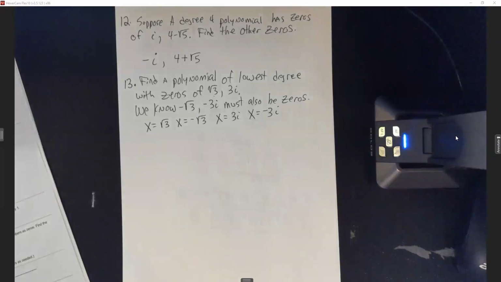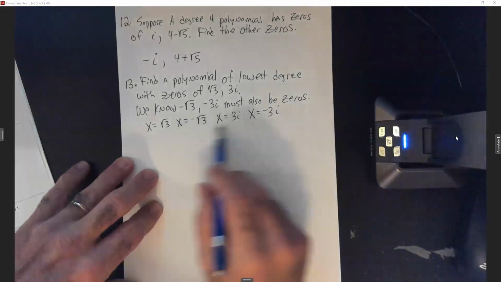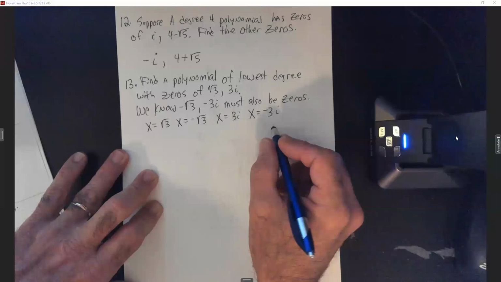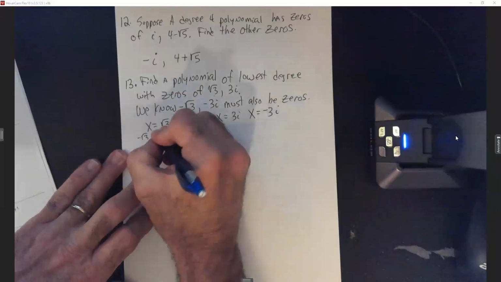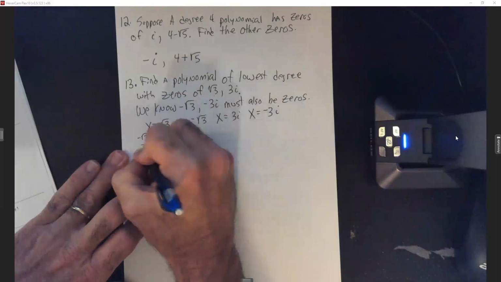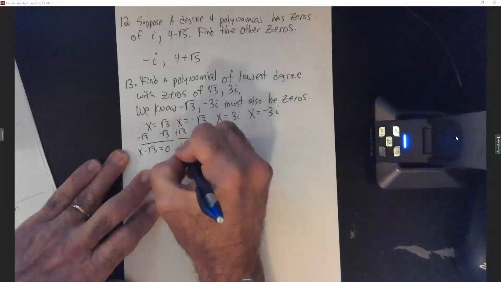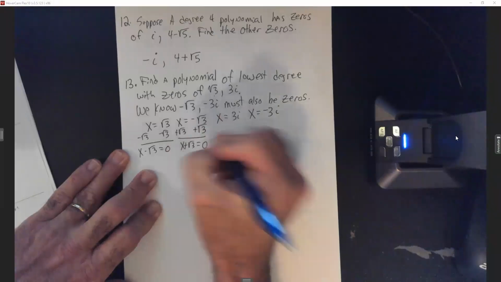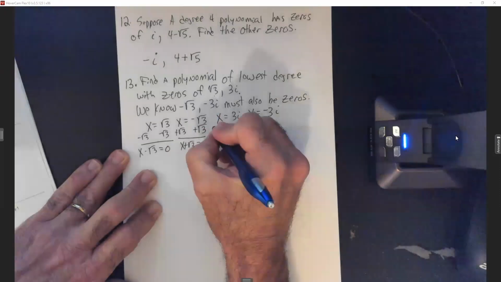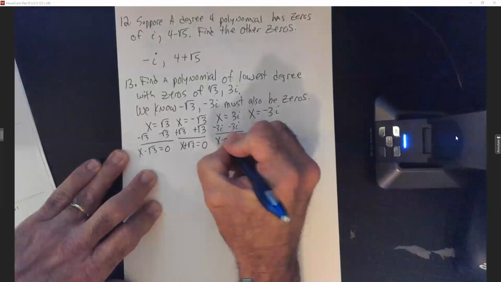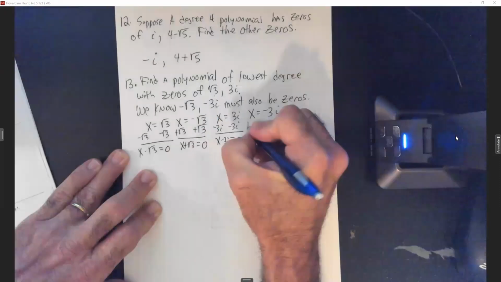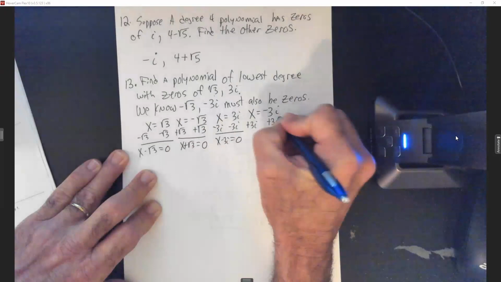Right, they're trying to see what these are again. Alrighty, so since I got them all set up, I gotta get them on the other side with zeros on that side. So subtract the square root of 3 from the first one. Add the square root of 3 to the second one. Subtract 3i from the third one. And then add 3i to that last one.